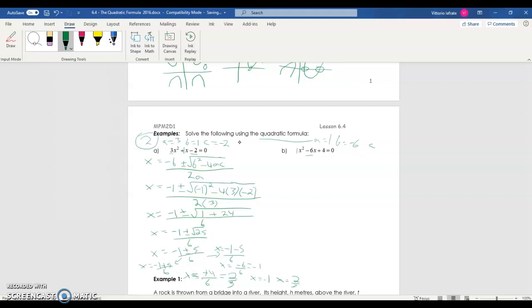And your c is 4. And so what you're going to do is you're going to write out your formula again. It's over here, so I'm not going to rewrite it. You can rewrite it though. You should be rewriting it every single time.